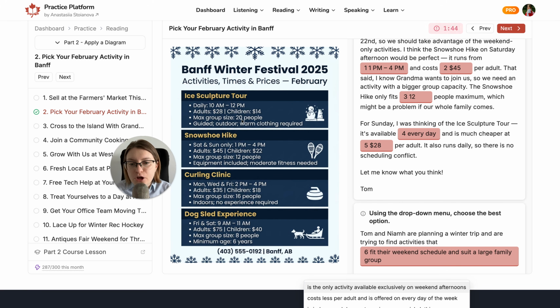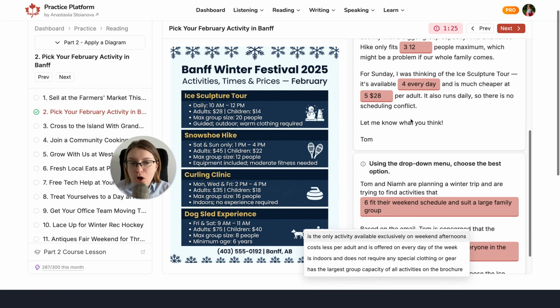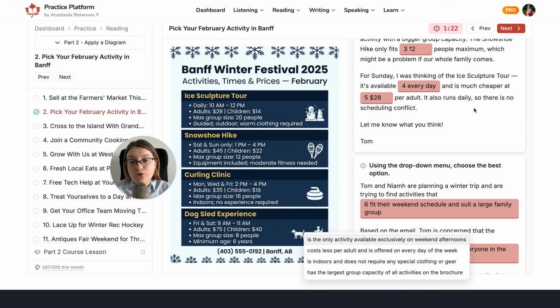We have to double check here. 20 people, you see 12 people, 16, 8 people. Can it be true? Yeah, it actually... so it's interesting thing. According to the brochure, it truly has the biggest group capacity, right? However, I want to point out that Tom does not mention capacity as his reasoning.